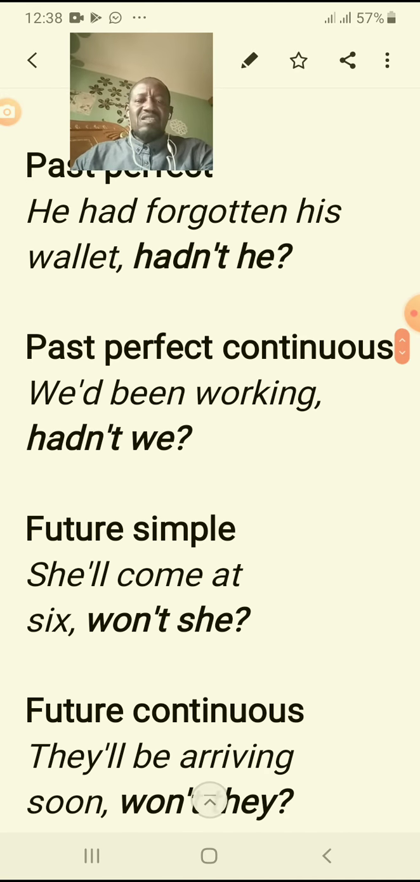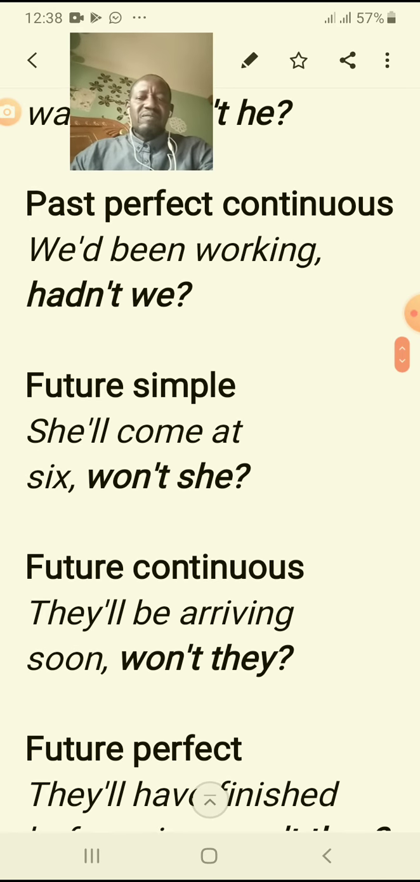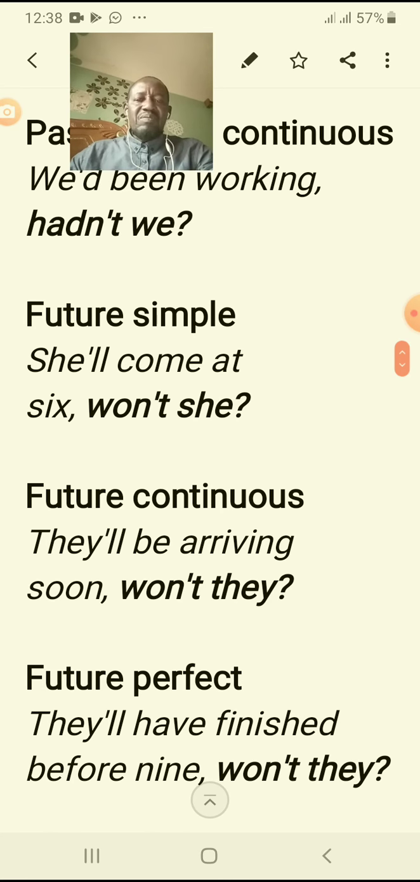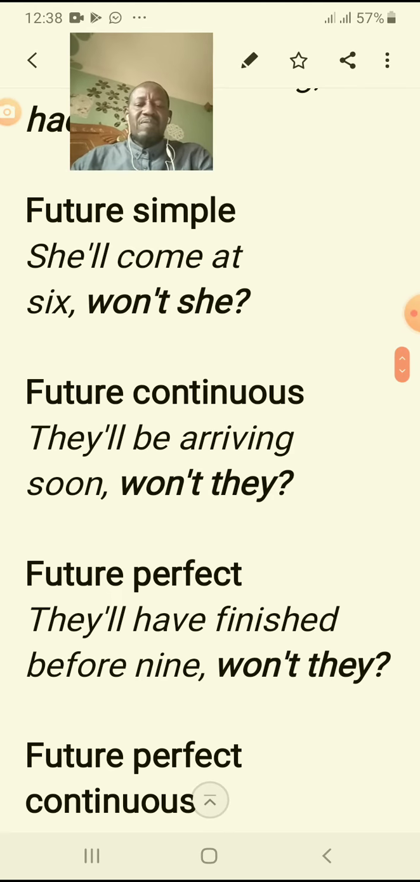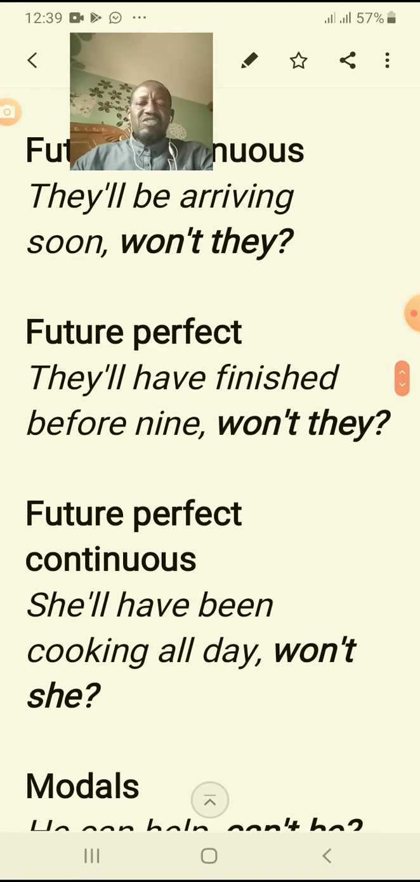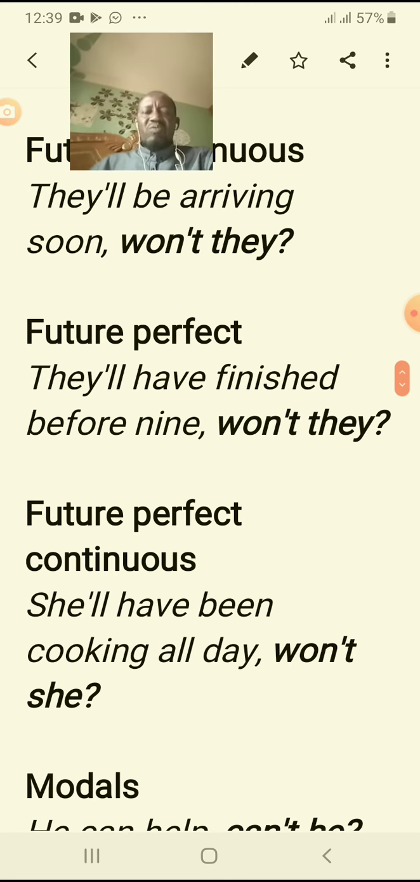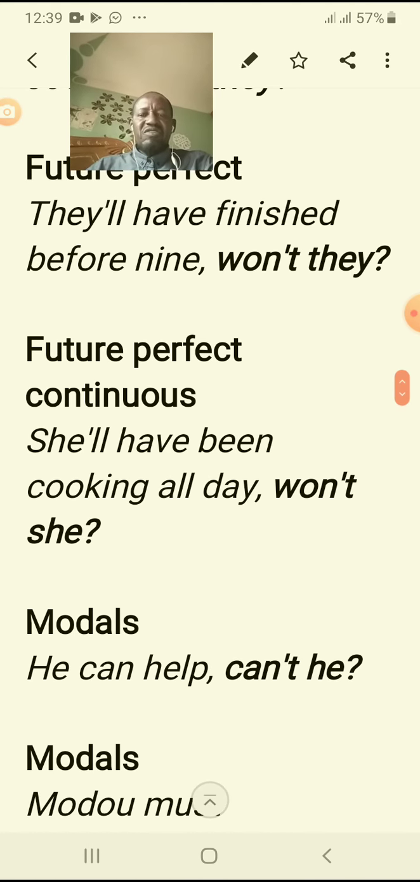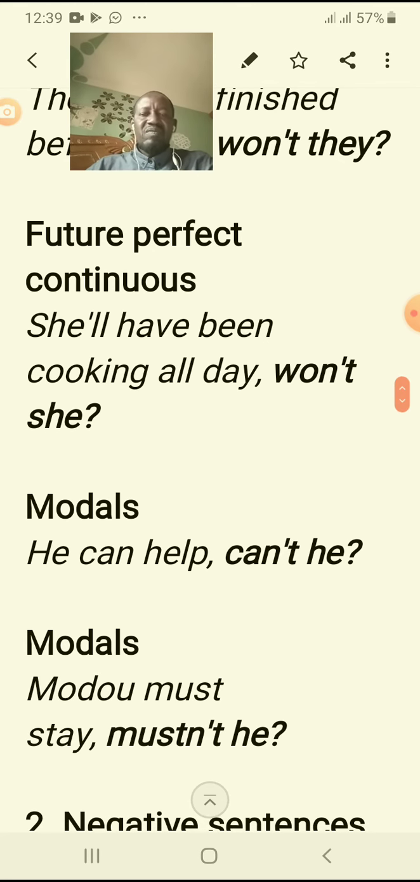Past perfect continuous. We'd been working, hadn't we? Future simple. She'll come at 6, won't she? Future continuous. They'll be arriving soon, won't they? Future perfect. They will have finished before 9, won't they? Future perfect continuous. She'll have been cooking all day, won't she?